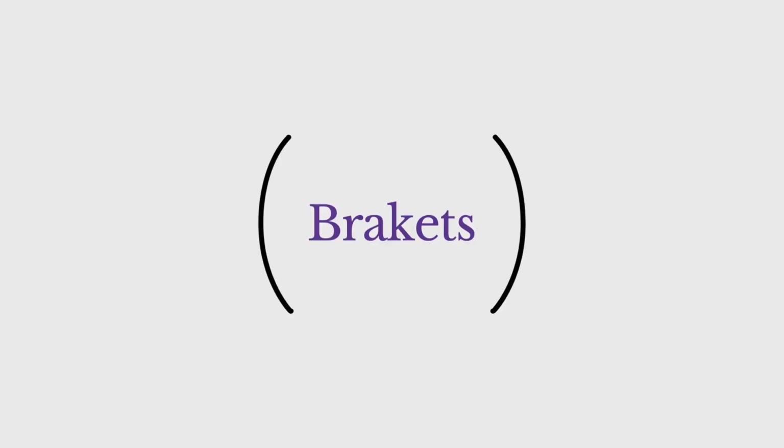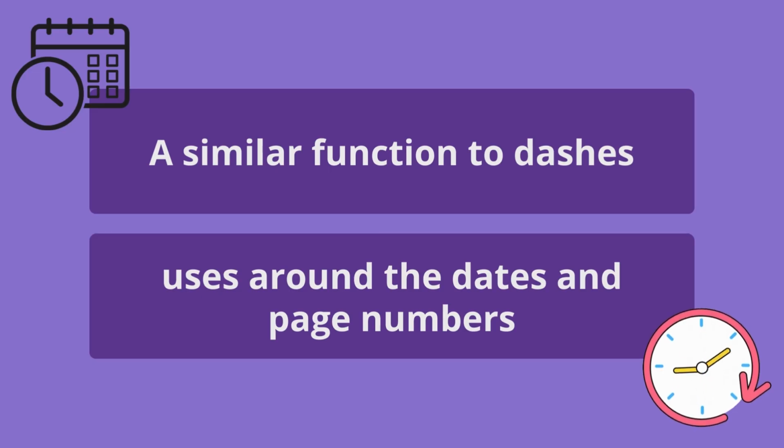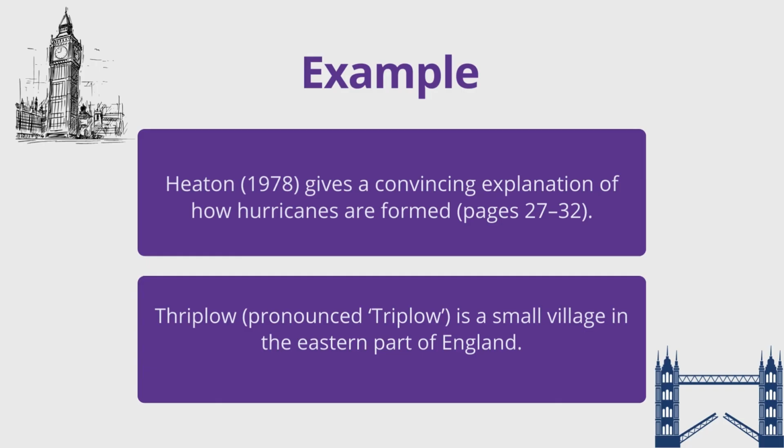Brackets. They have a similar function to dashes. Use them around dates and page numbers. Example: Trimblow (pronounced Trimblow) is a small village in the eastern part of England. Heaton (1978) gives a convincing explanation of how hurricanes are formed. Pages 27 and 32.